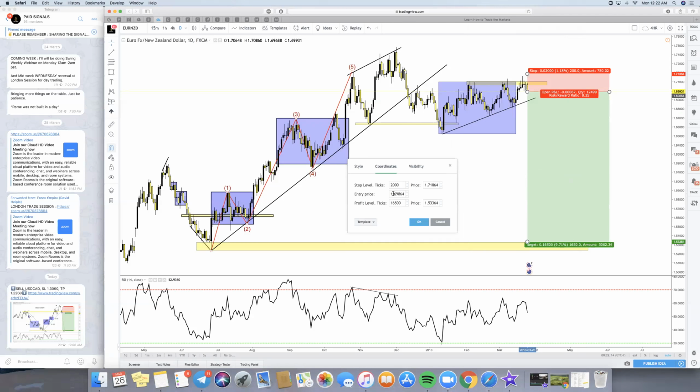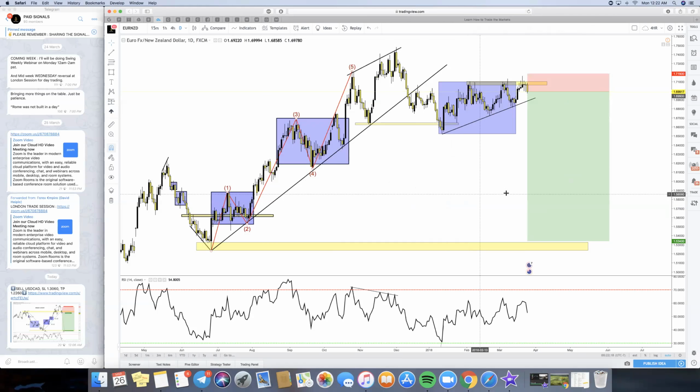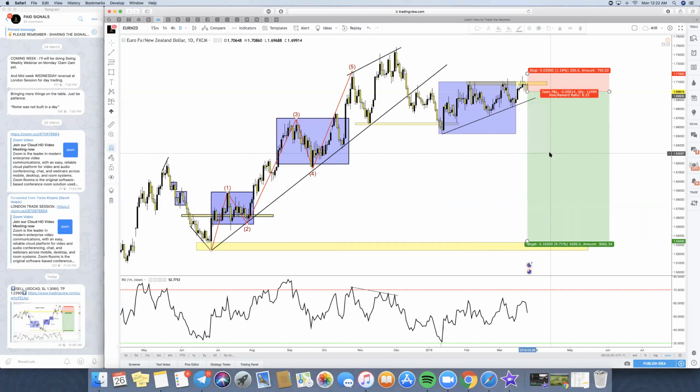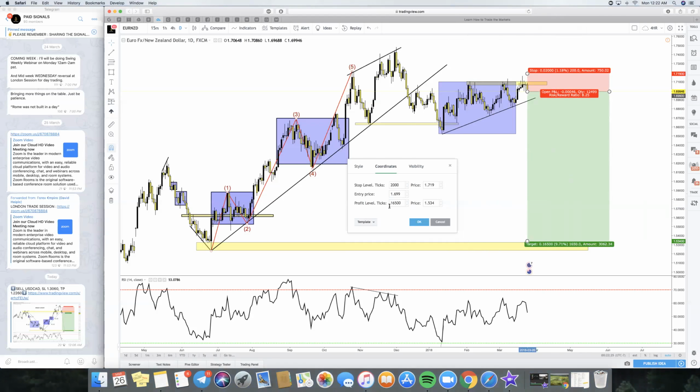60, 90, 69, 70. Let's see. This one I'm going to make it 969. There, perfect number. So make it even. 200 pips stop loss.